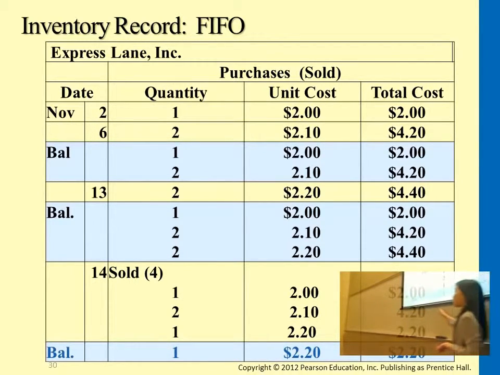This is just additional information. You don't have to fill this out anywhere. But you will see these two at the last line, ending balance. This is for cost of goods sold expense. This is for ending inventory.